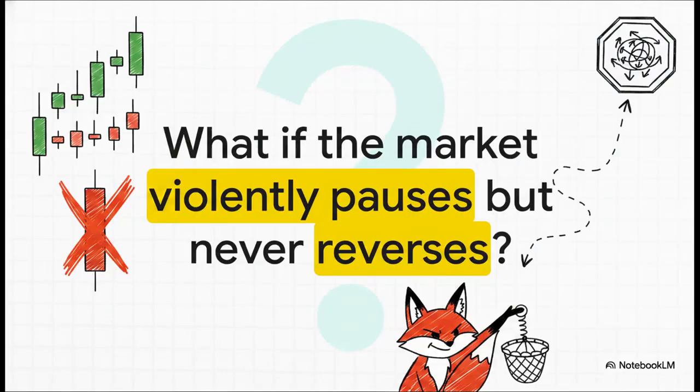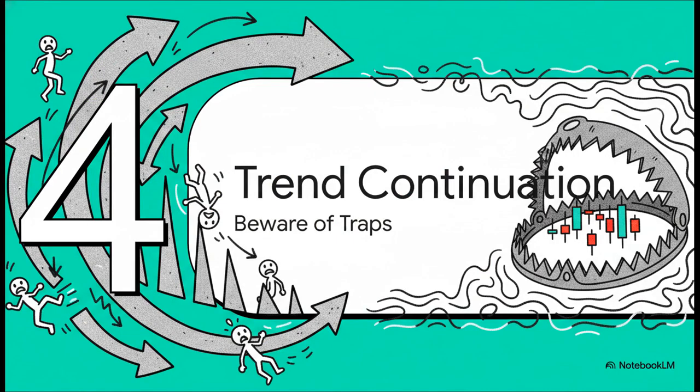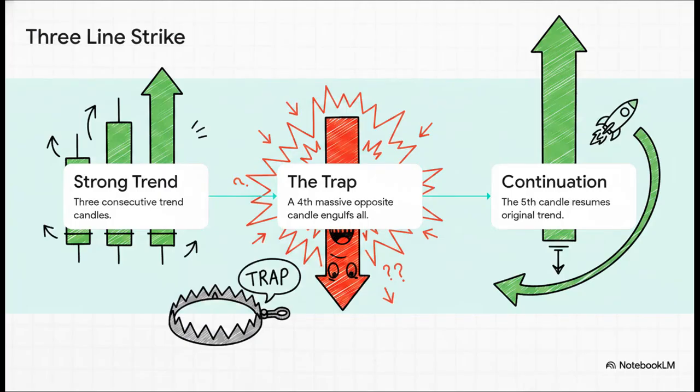Okay, so we've seen a ton of reversal patterns so far, but I want to pose a question to you. What happens when the market violently pauses, throws up all these crazy signals we just learned, but doesn't actually reverse? What if the market is just trying to trick you? That brings us to Section 4, Trend Continuation Patterns. You see, these continuation setups are completely designed to shake out the weak hands. At first glance, they look like terrifying reversals, but in reality, they're devious little traps.